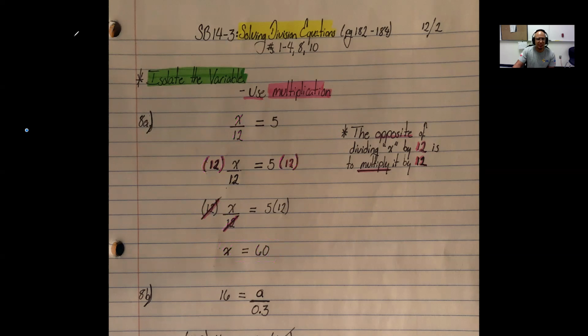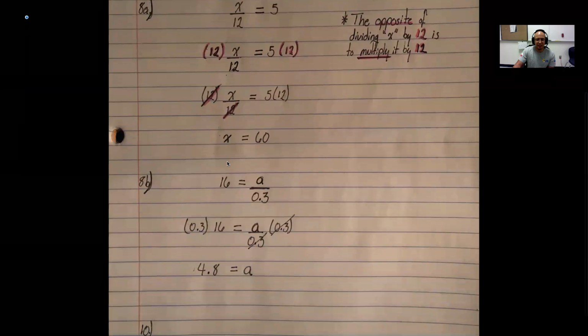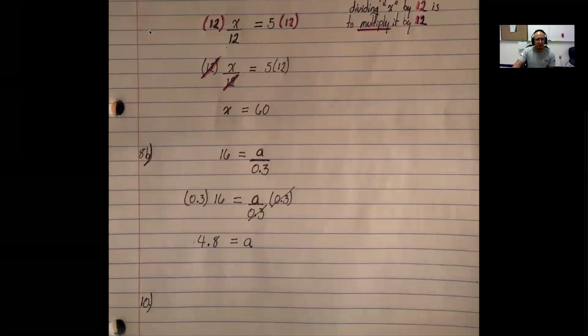Let's try the next one. The next one is 8b. 8b, again, straight from our textbook. Here we have 16 is equal to a divided by 3/10, 0.3. All right, notice that my variable is now on the right side of the equation, but that is fine. Okay, I want the variable to be by itself.